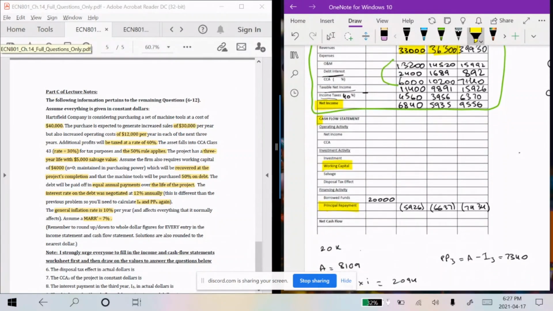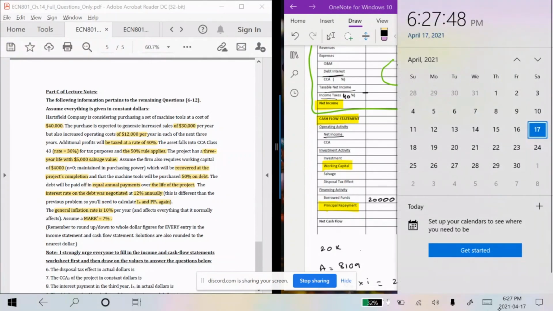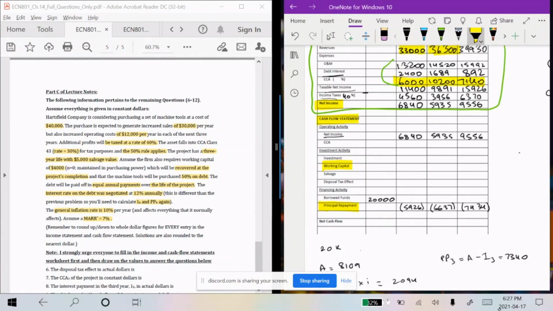Now we move on to the cash flow statement, and the first two rows are pretty simple. Net income is just copying what we had above: 6840, 5935, 9556. And the CCA is again copying from the top, the CCA row: 6,000, 1,200, and 7140. So this way you get the first two rows.